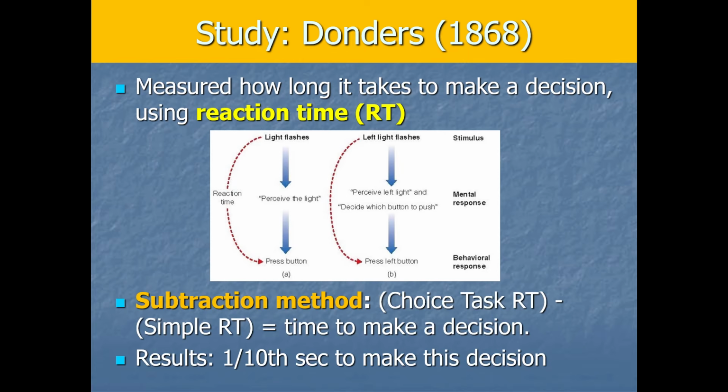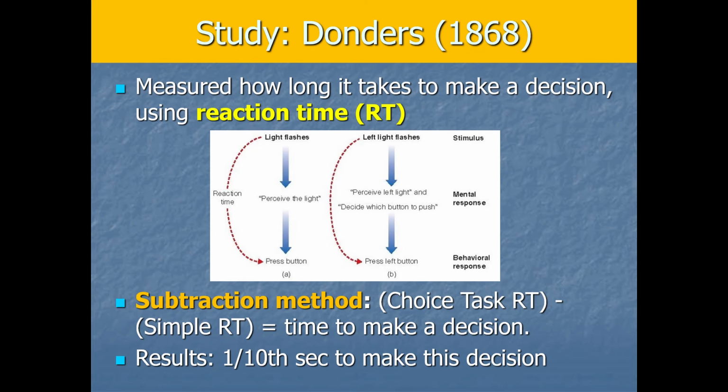So Donders used what we call the subtraction method. We'll see this a lot in this course. Take the average, in this case, the choice task reaction time, and subtract out the simple task reaction time. And that difference, the extra time in that second condition, is a measurement of the time it takes to make a decision, to do something cognitive like that. So averaging it all out, he found that it takes about 1/10 of a second to do that simple kind of choosing decision.